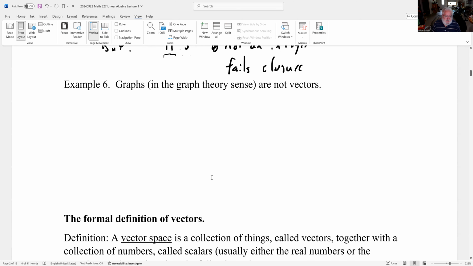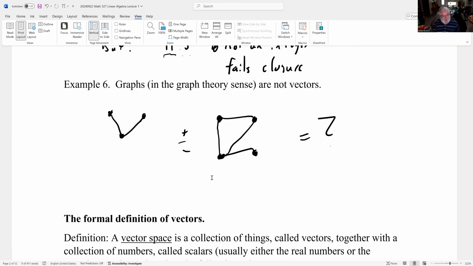Graphs in the graph theory sense are not vectors. In a graph theory sense, you have a bunch of vertices and a bunch of lines, segments, or edges connecting them, right? So there are two graphs. These are my vertices; we'll make them fairly large dots. The problem is that it's really hard to define addition. What does it mean to add two graphs? We don't have a nice sense of addition there, so they can't be vectors.